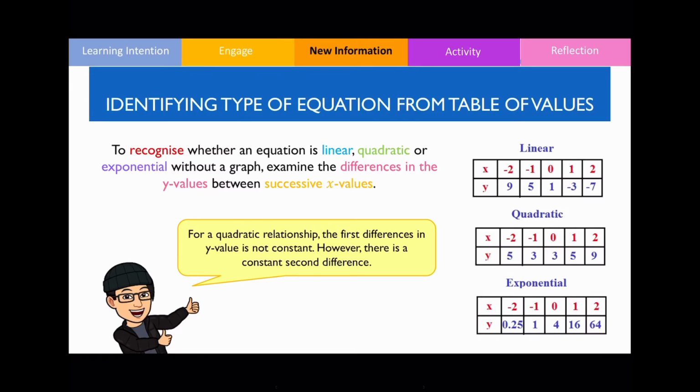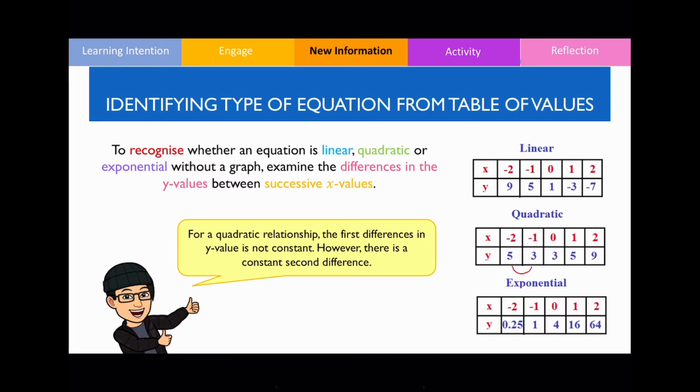But if you want to see whether there's a quadratic relationship in a table of values, you're going to see that the first common difference will not be constant, but if you find the second difference, you will see that it will either increase or decrease by the exact same amount, okay? So what do I mean by this?